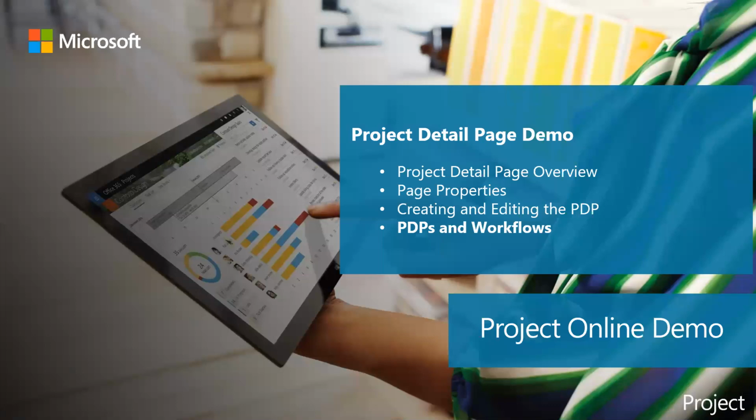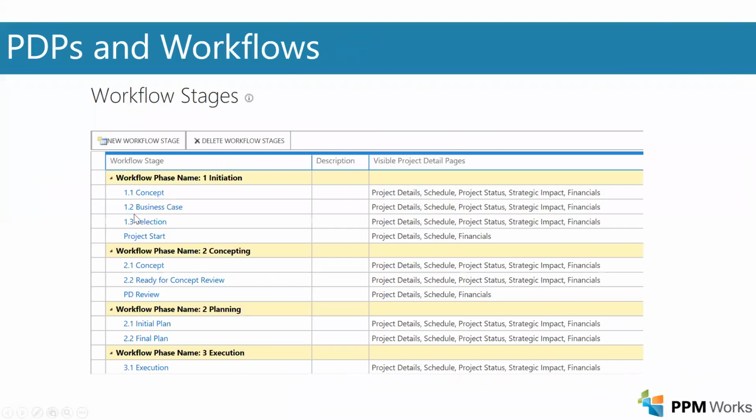And now let's take a look at how we can control the view of these pages with workflows, okay? On our workflow stage section in PWA, where we'll go to in a moment, you'll see that we have workflow stages here on the left and then the phases underneath them, or the stages actually underneath them. And then the visible project detail pages are what's of interest here, okay? So you see here, concept, business case, and selection, and then we've got project start. These two have our project status and our strategic impact sections here, the project detail pages by these names, project status and strategic impact. But project start does not have those in it.